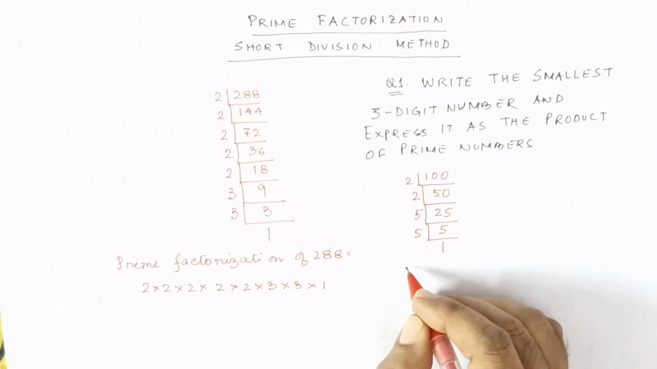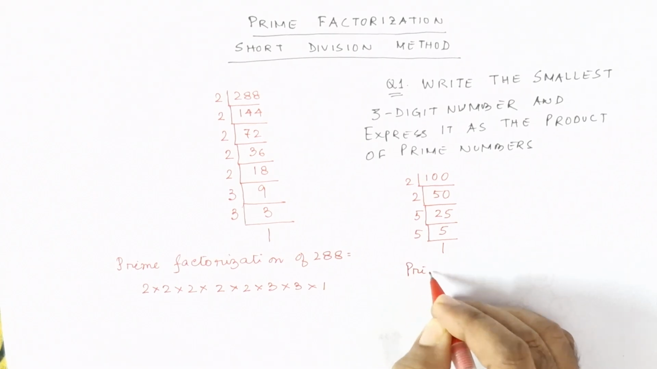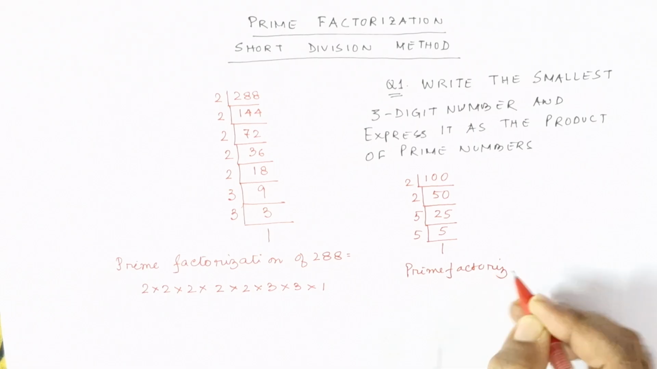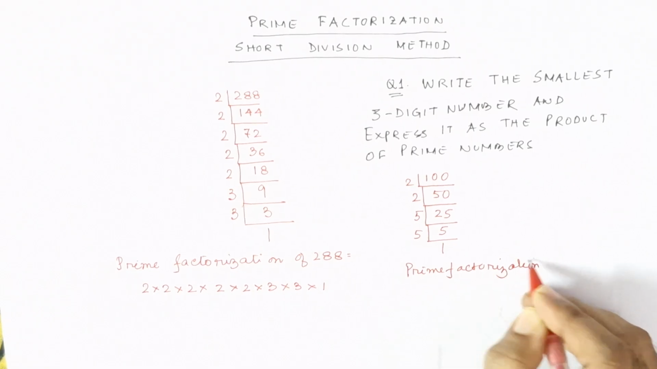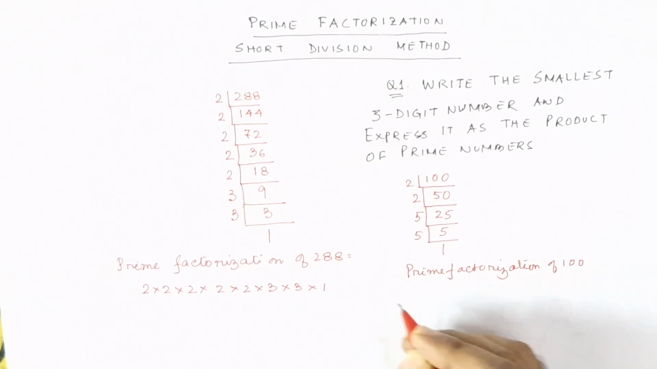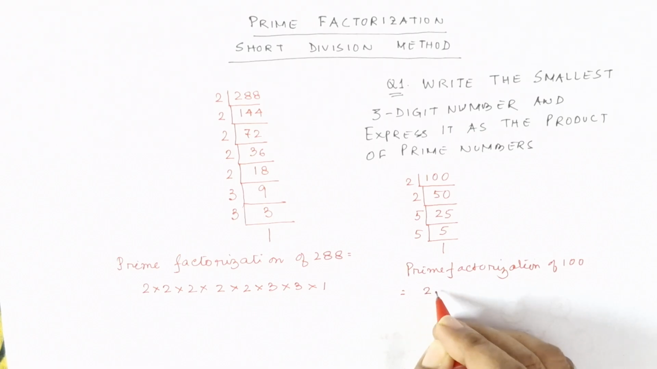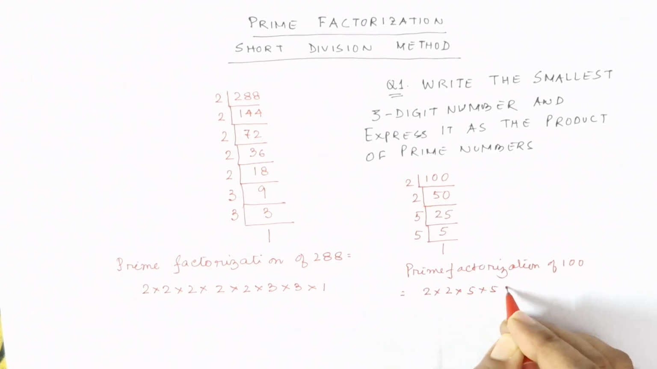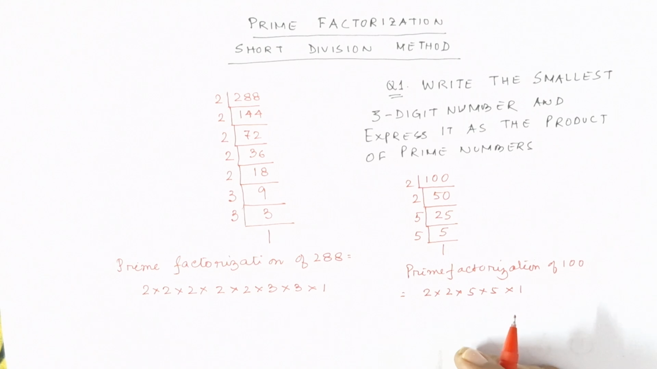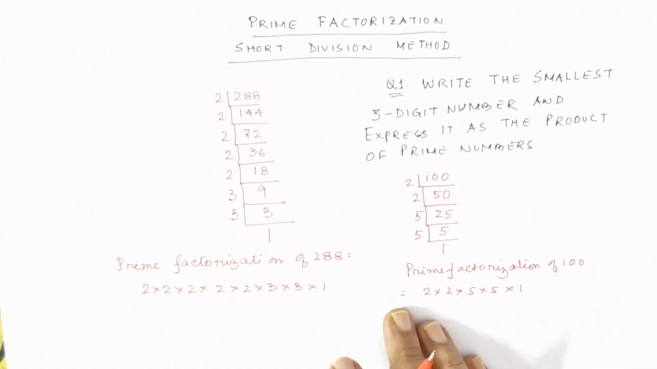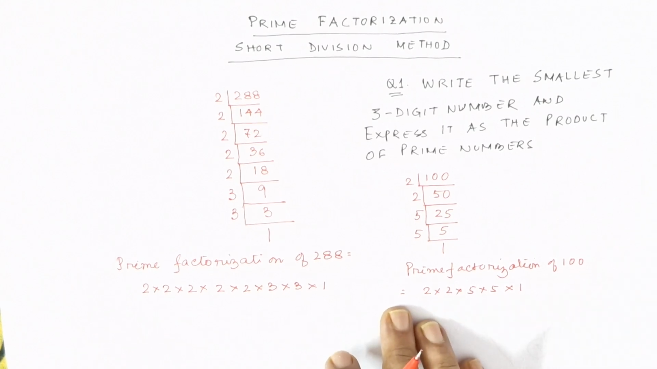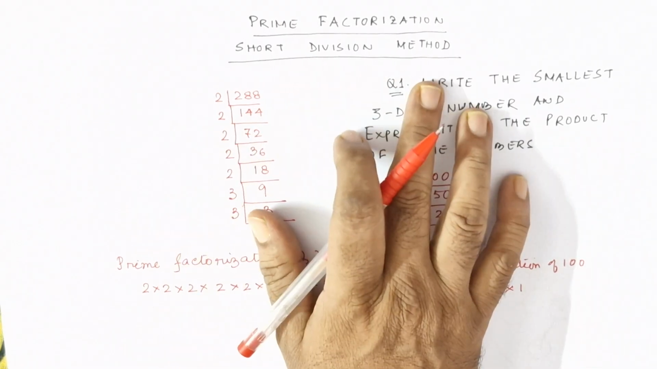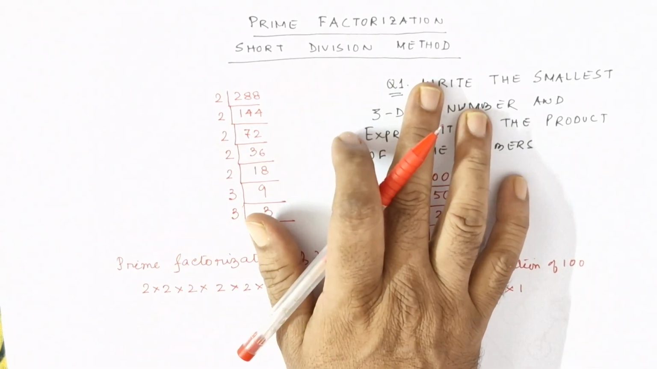So we can write that prime factorization of 100 is 2 multiplied by 2 multiplied by 5 multiplied by 5 multiplied by 1. Got it? So these are the two methods to find out the prime factorization of any number. One is the factor tree method and the second is the short division method.